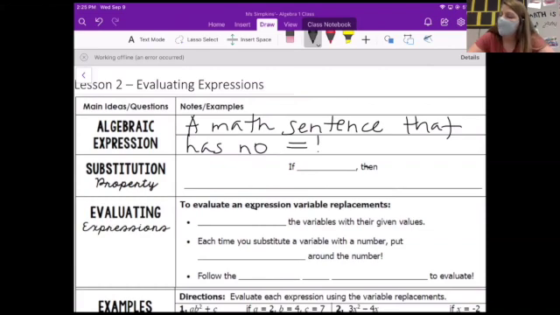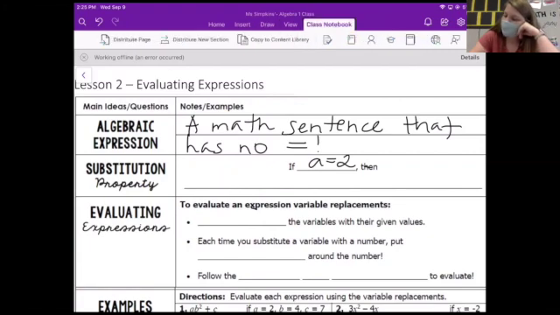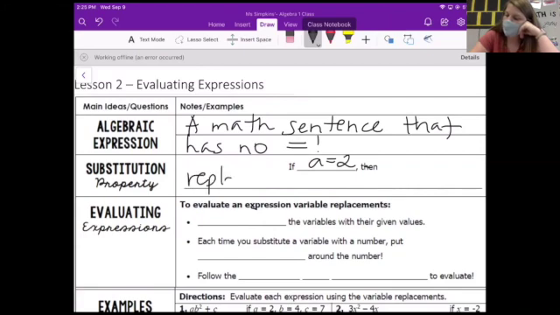So if I were to tell you that the letter A is equal to 2, what could we do for all the A's in that expression? What could we substitute it with? A 2. So anywhere we see an A, we would replace it or substitute it with a 2. So we could replace all A's with 2.